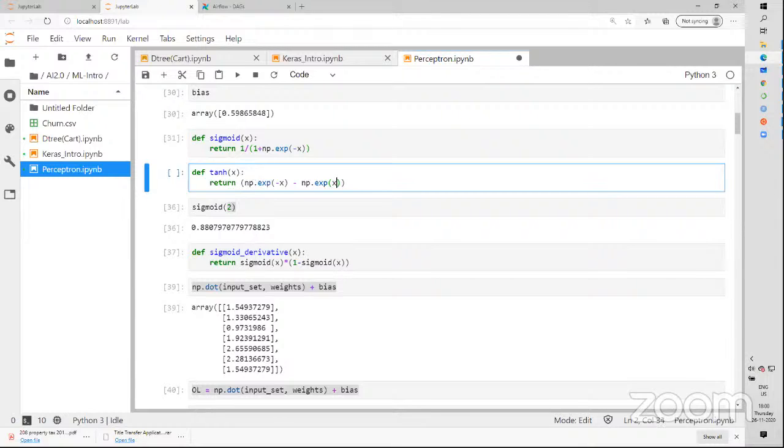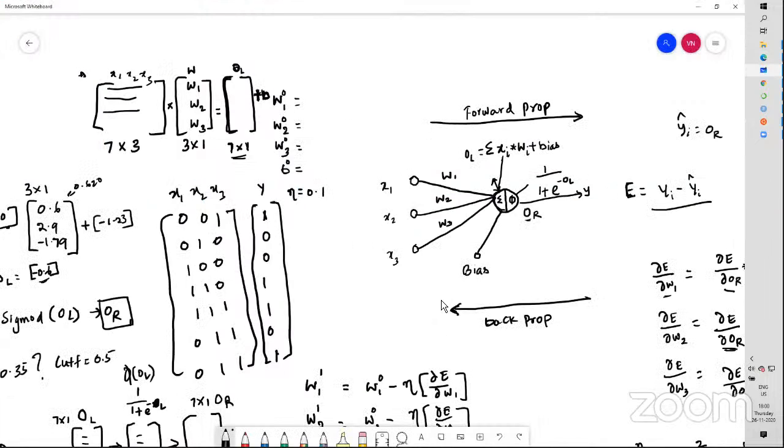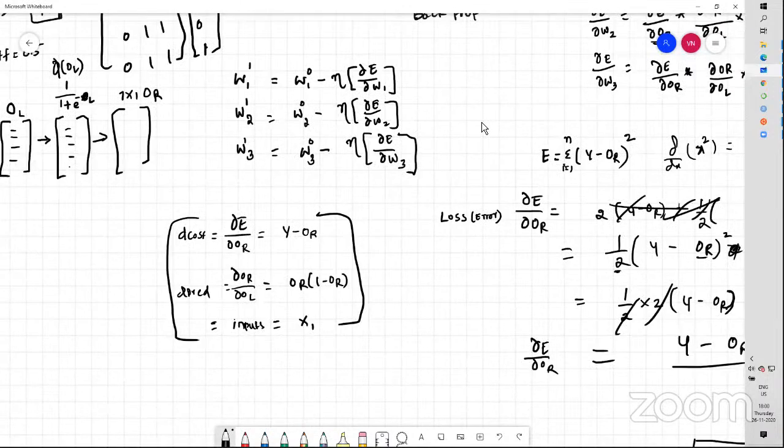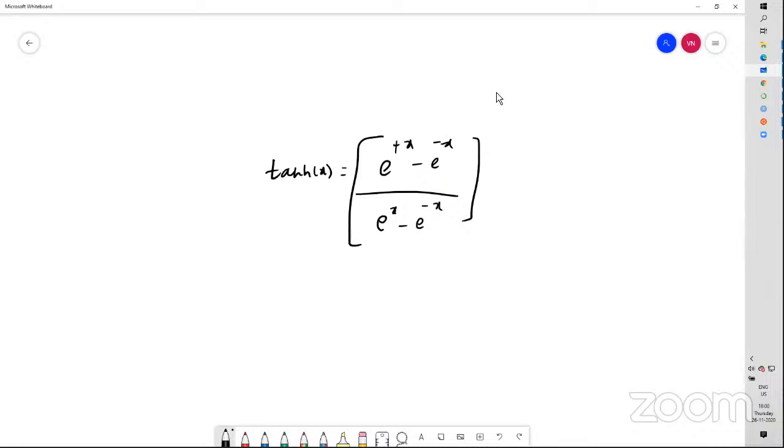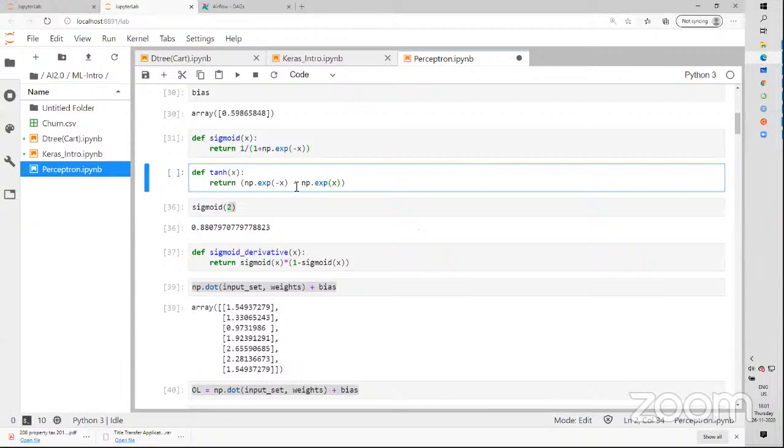So let me write that so that people are not confused. If I have to use the tan h activation function, let me write it somewhere here. Tan h of x is equal to e to the power of x minus e to the power of minus x, divided by e to the power of x plus e to the power of minus x. This is the tan h equation, and we are going to write a function for it. So this is plus x and this is minus x, which completes the numerator part.